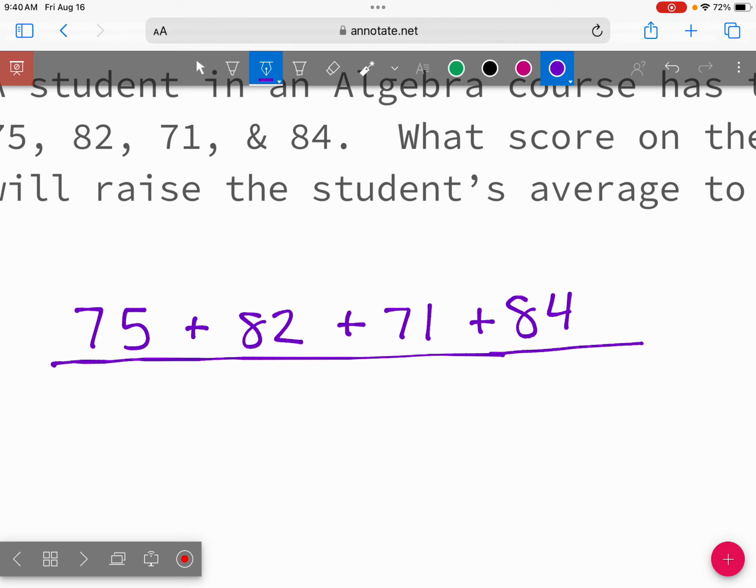We don't know. So we're going to use a variable. X is totally fine. When we get to choose our own variables, I genuinely do not care which letter you choose. You can use X, you can use Y, you can use your initials, you can use a happy face, you can use a heart. It is literally a placeholder. I don't care.